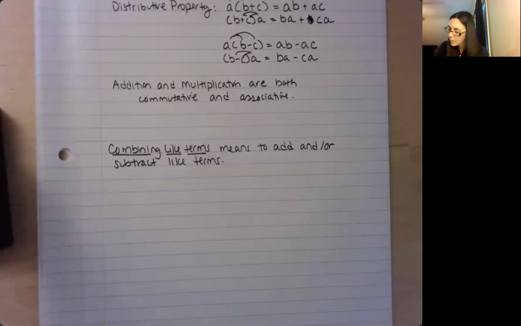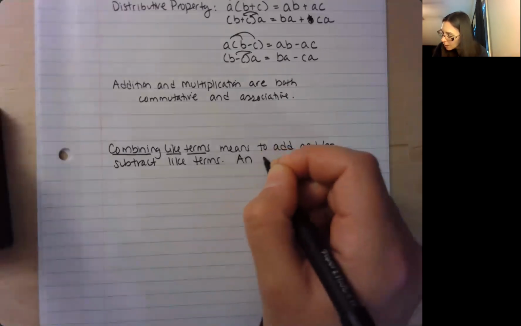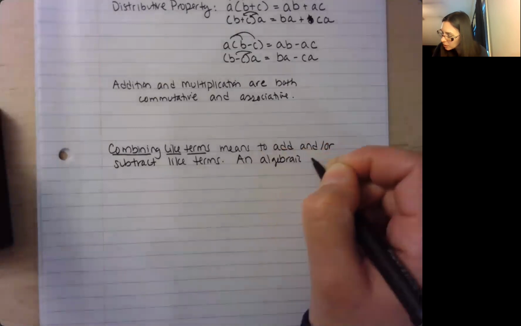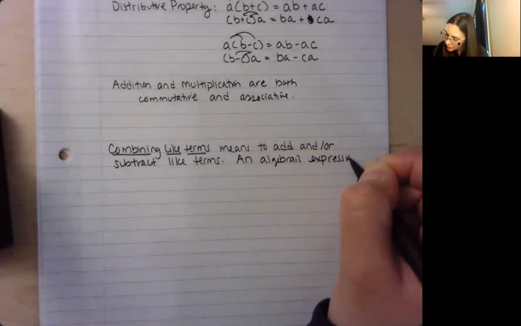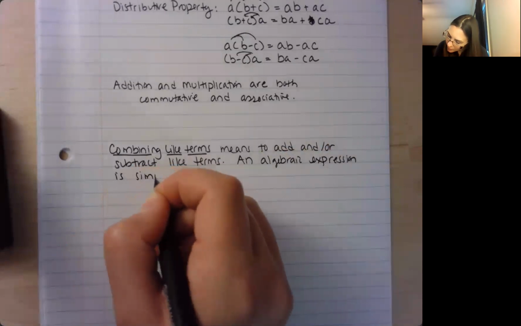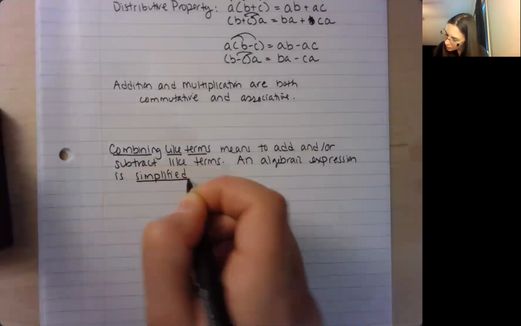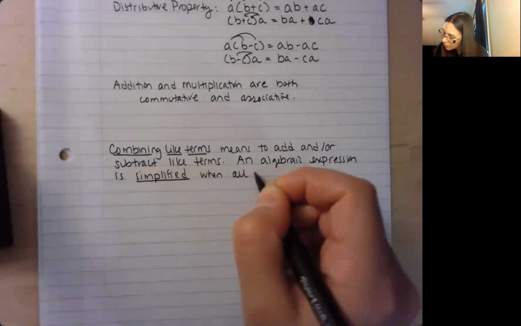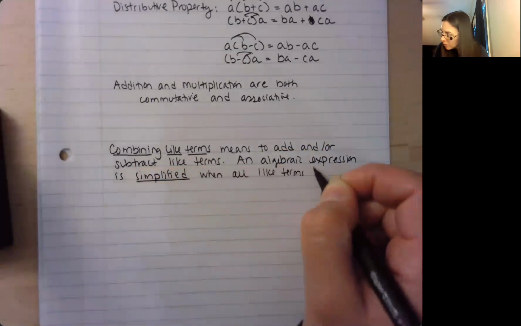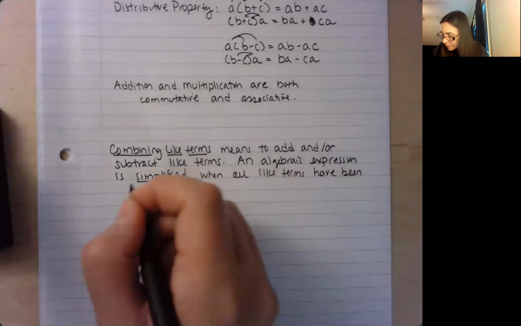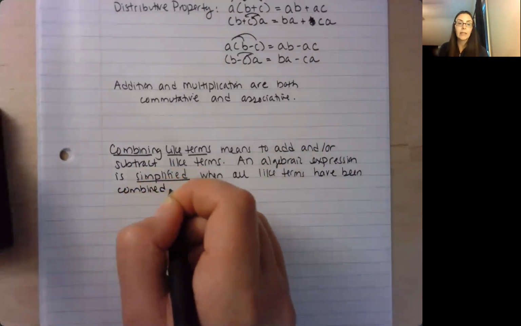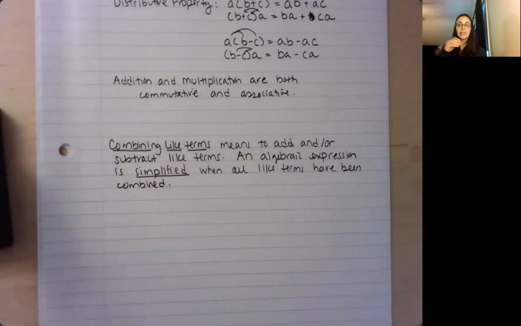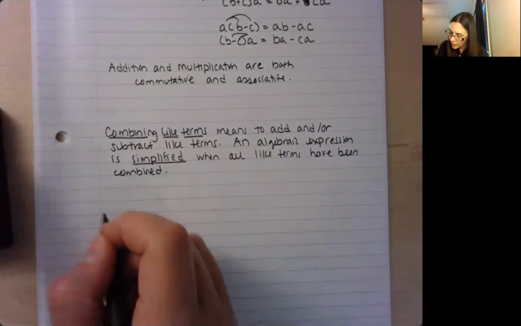An algebraic expression is simplified when all like terms have been combined. So again, sometimes you'll hear someone also say simplify the expression, and that also means to just combine those like terms or add and subtract those like terms. All right, so let's do a couple examples here.